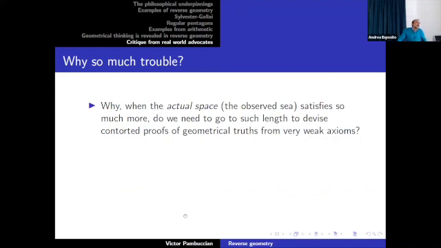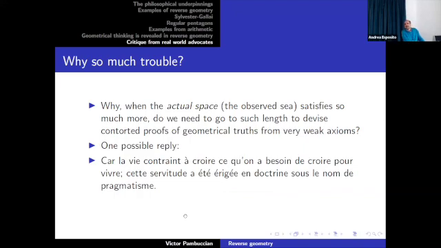Now, I'm trying to ask some of the possible critiques of this, which I pointed out in the beginning. People would say, well, the real world is so much more generous and you're trying to take away so much from it. Well, why would you do that? One possible reply comes from Simone Weil, who says that life forces us to believe what we need to survive. And this servitude has been raised to the level of doctrine under the name of pragmatism. And that shows that in a serious investigation, one shouldn't be a slave to this servitude.